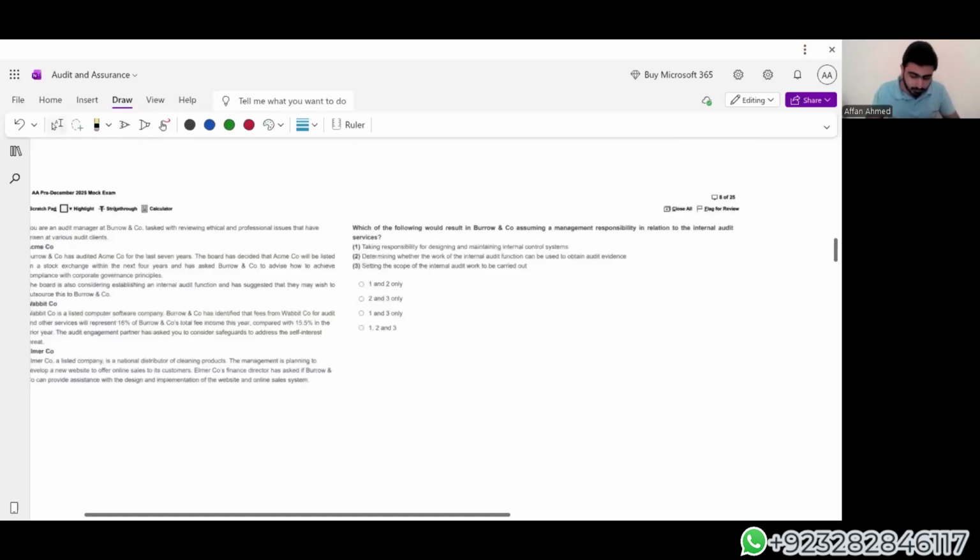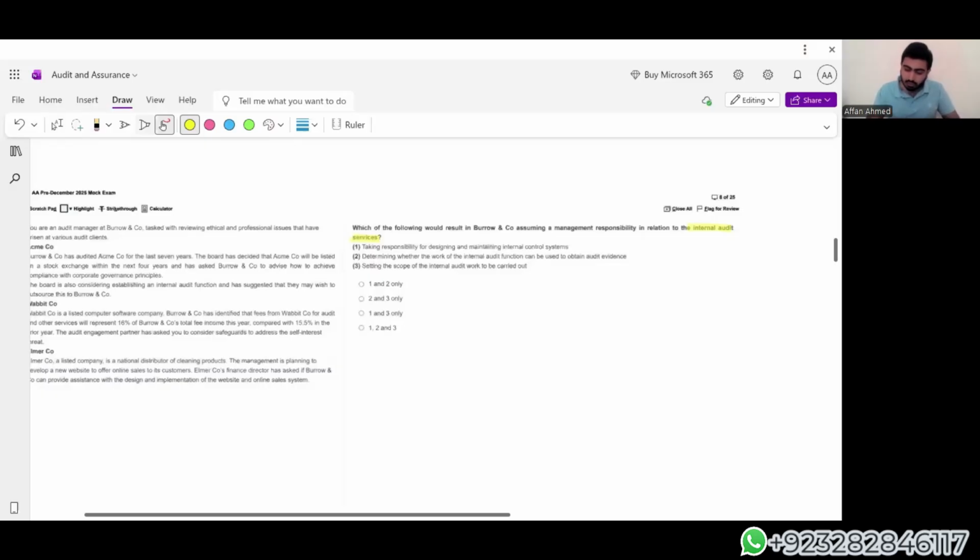Number 8. Okay. Which of the following would result in Burrow & Co. assuming a management responsibility in relation to internal audit services? Let's see. Now, internal audit department services are well identified here. Now, what is the area? First of all, taking responsibility for designing and maintaining internal control systems.